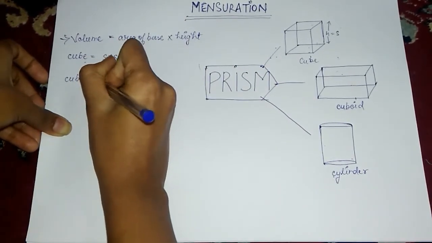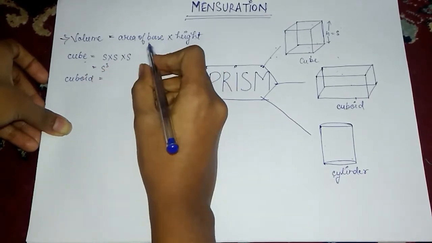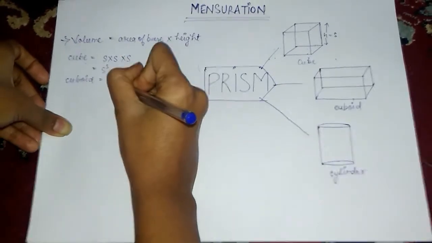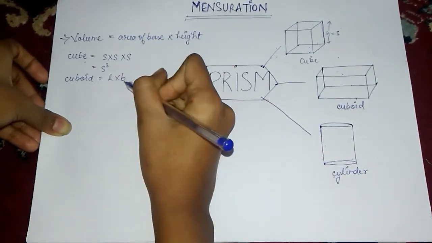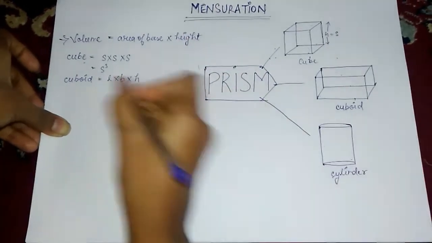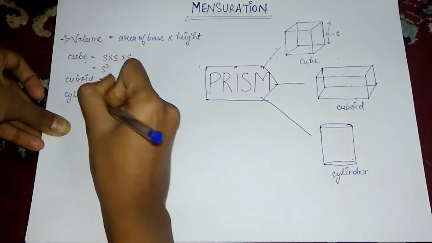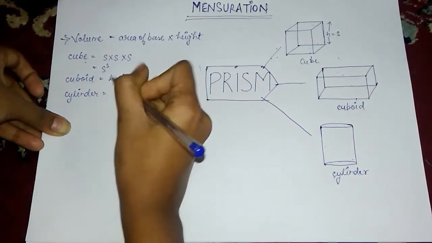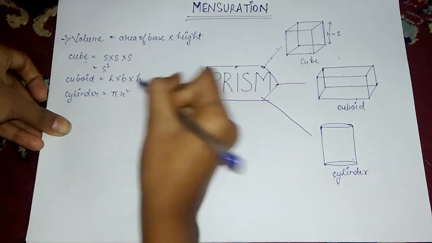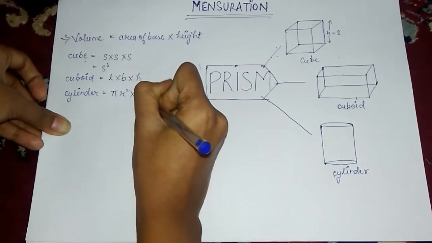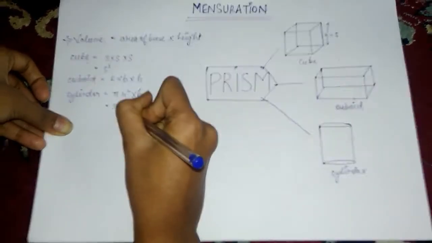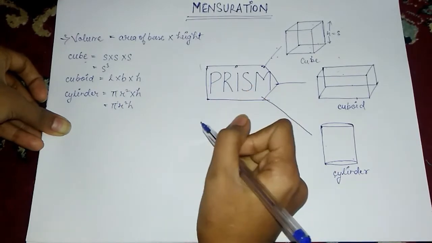Similarly, a cuboid: area of base. The base of a cuboid is a rectangle. Area of a rectangle is L into B, length into breadth, into height. So this is the volume of a cuboid. Now cylinder. The base of a cylinder is a circle. So area of circle is pi r square into height. So pi r square h is the volume of a cylinder.